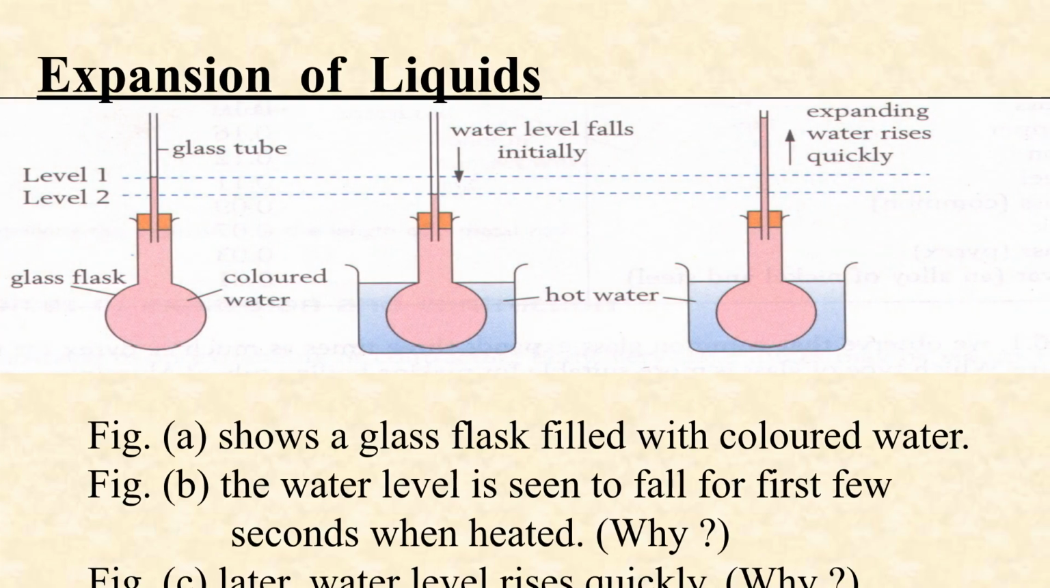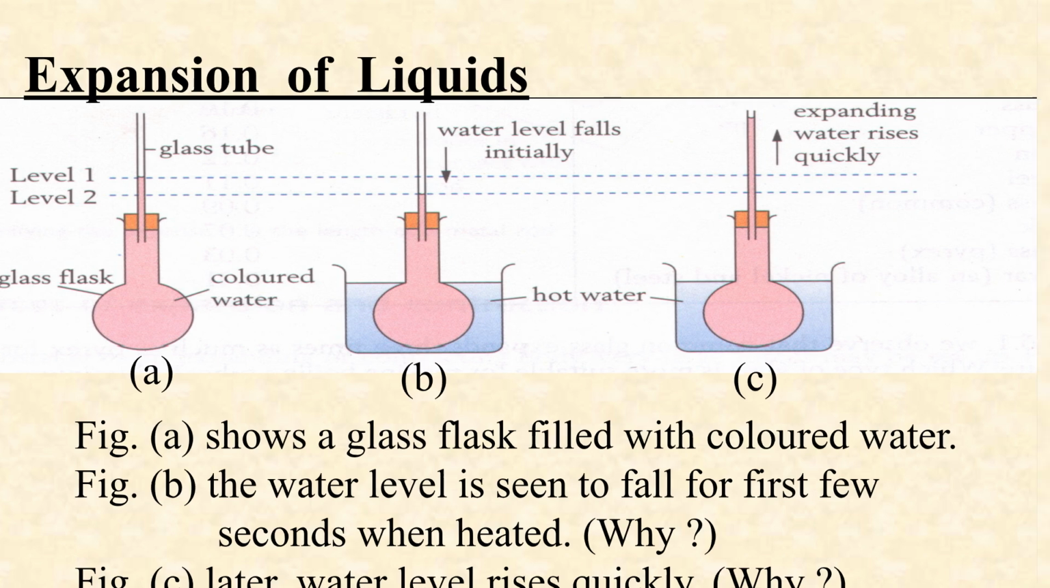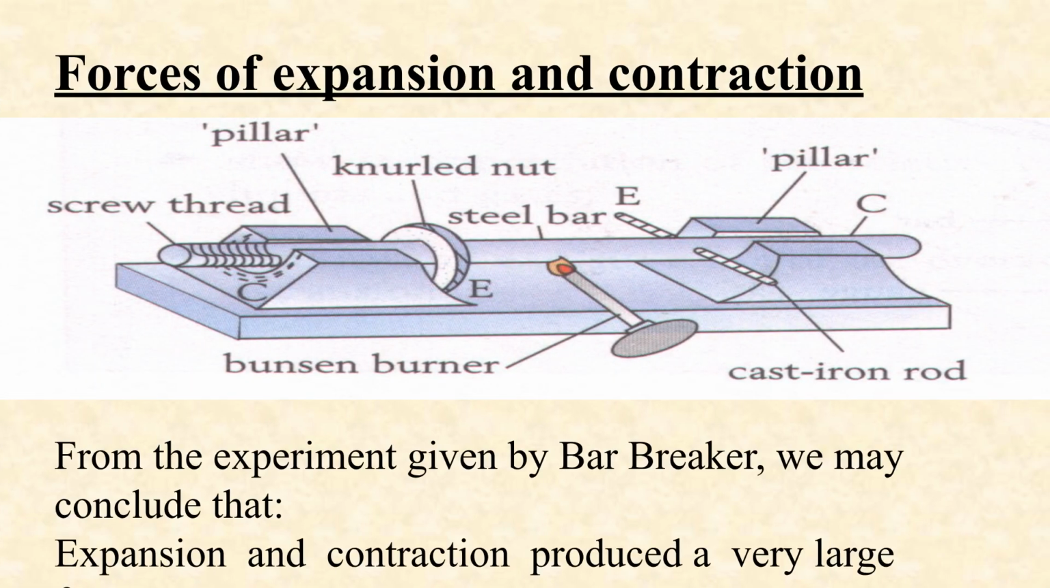Observing the expansion of liquids, Fig. A shows a glass flask with colored water. Initially, in Fig. B, the water level falls when heated. Later, in Fig. C, the water level rises quickly. These phenomena happen due to the glass flask expanding first, then the liquid. The bar breaker experiment shows that expansion and contraction produce a very large force, strong enough to break the cast iron rod when the steel bar contracts.